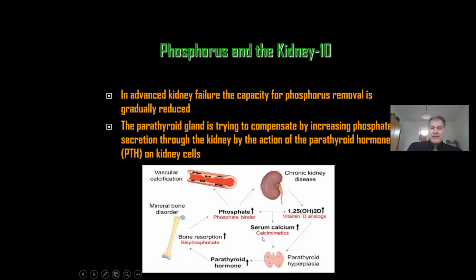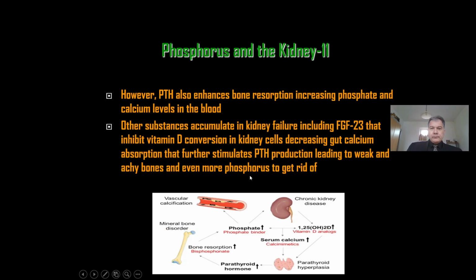Okay? So it's really not a good idea to have a very high degree of parathyroid hormone production. Now, again, parathyroid hormone, or PTH for short, has these side effects of bone resorption, and it increases phosphate and calcium in the blood. But also, other substances accumulate in kidney failure, including something called FGF23 that inhibit vitamin D conversion in the kidney cells.